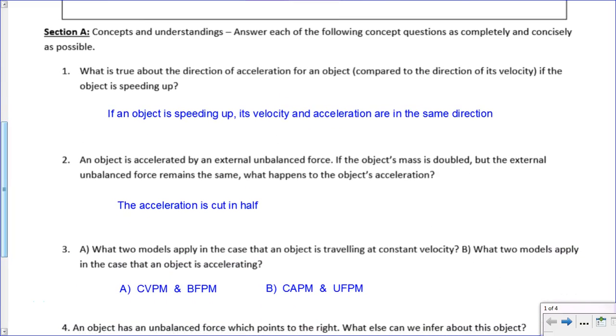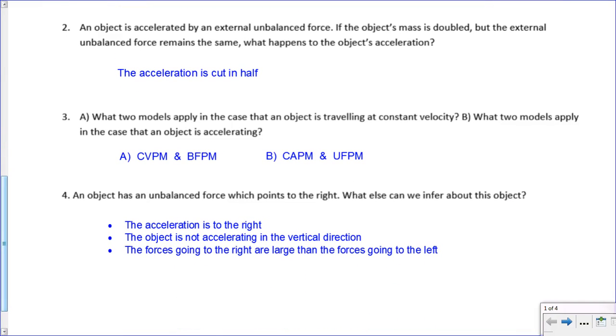Section A on this is about concepts and understandings, and so I ask you a series of concept questions. I've got the answers in here already, but I'll discuss some of the rationale that we have. Number one says, what is true about the direction of acceleration for an object compared to the direction of its velocity if the object is speeding up? If objects are speeding up, velocity and acceleration are pointing the same direction. If they're slowing down, velocity and acceleration are pointing opposite directions. That's just an old concept from the last unit that is important to remember still in this unit.